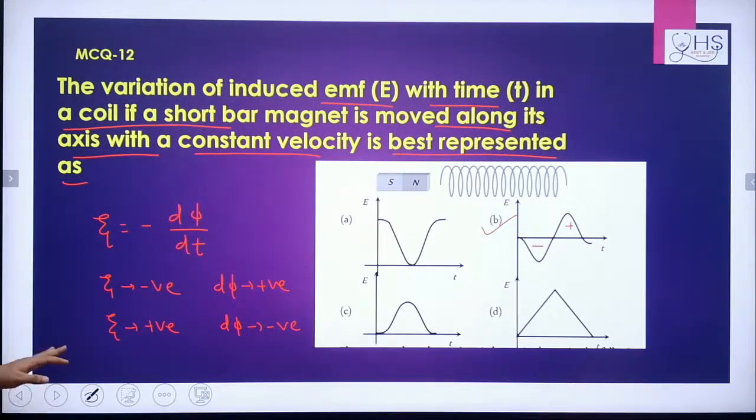Okay, so I hope you understand. So lecture 1 MCQ is completed. Now the second part, lecture 2, that's Lenz's law and all, that MCQ will be completed. After that we'll move to electromotive force.